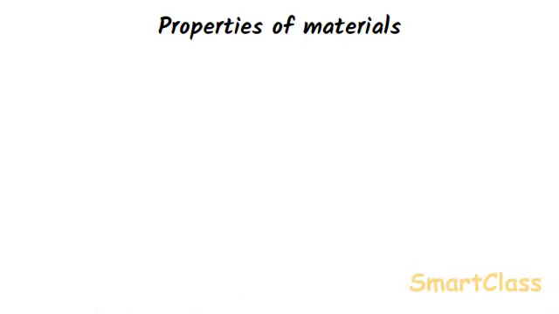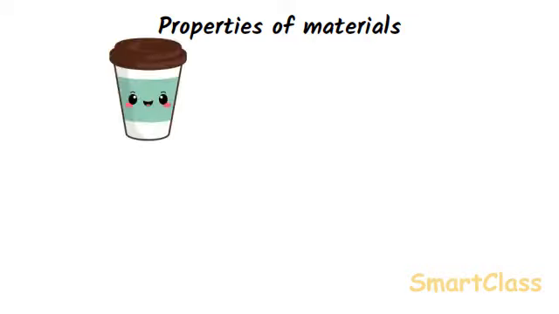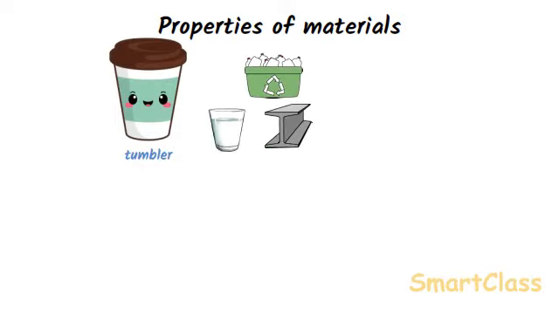Properties of materials. Different materials have different properties. So we choose a material to make a particular object based on properties which are suitable for the purpose of use of that object. For example, a tumbler is made up of materials such as plastic, glass or steel because all these materials have the property of holding water.